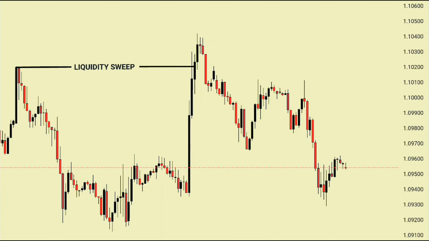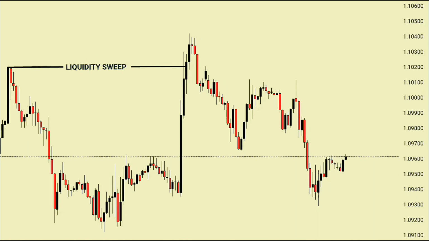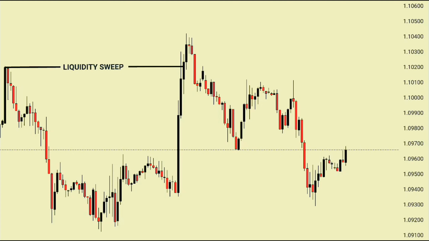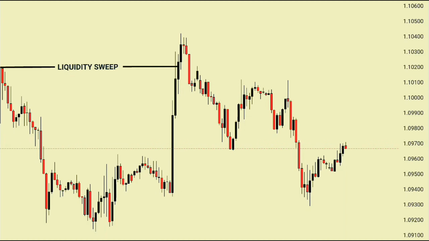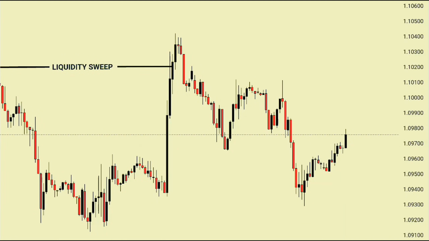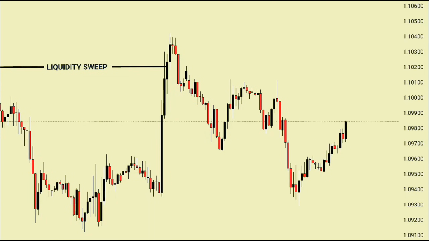Have you ever noticed this? Price comes, hits your stop loss, and right after that, the market moves exactly in your direction. That's not bad luck, and it's not manipulation. That's liquidity.